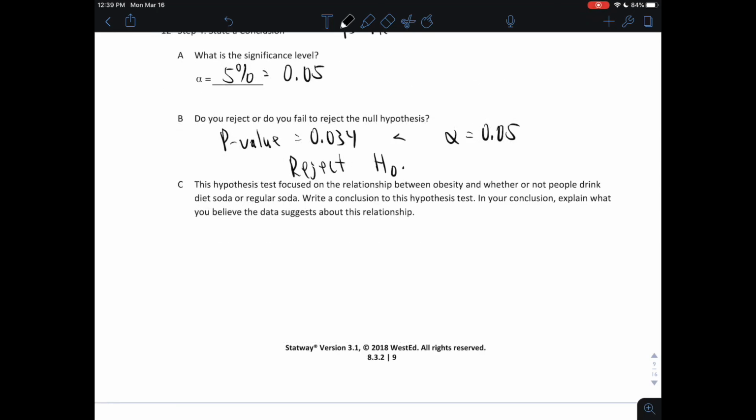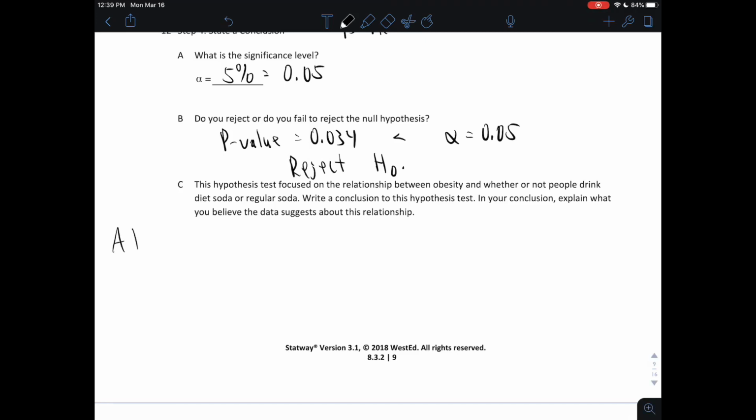Finally, part C. This hypothesis test focused on the relationship between obesity and whether or not people drink diet soda or regular soda. Write a conclusion to this hypothesis test. In your conclusion, explain what you believe the data suggests about this relationship. So again, similar to what we saw before, we've rejected the null hypothesis, which means that the data supports the alternative hypothesis. Since the alternative hypothesis is our claim, it also means that the data supports the claim.